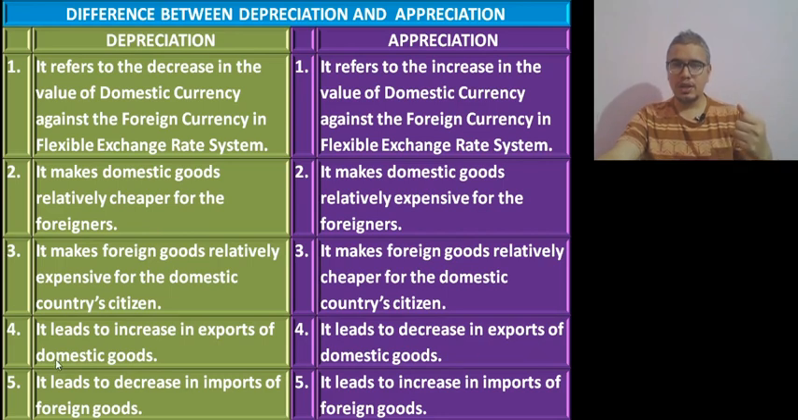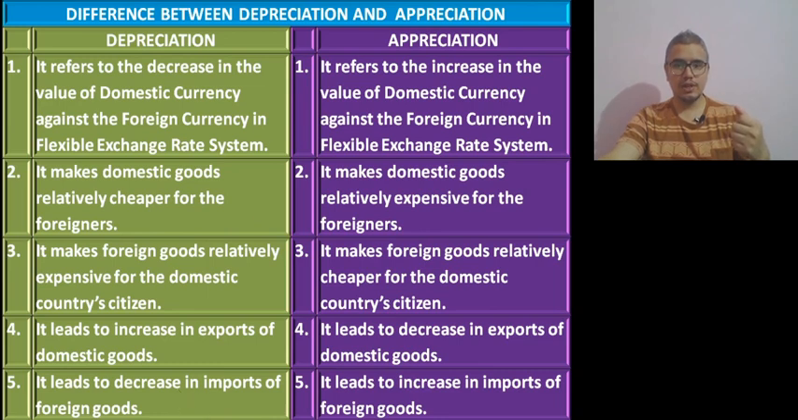On the other hand, depreciation leads to a decrease in imports of foreign goods. Appreciation leads to an increase in imports of foreign goods.